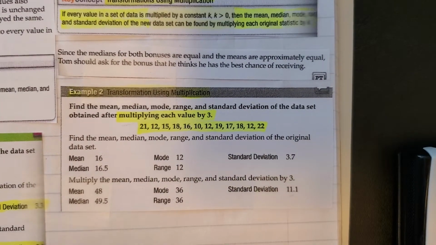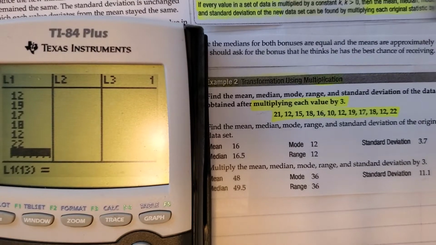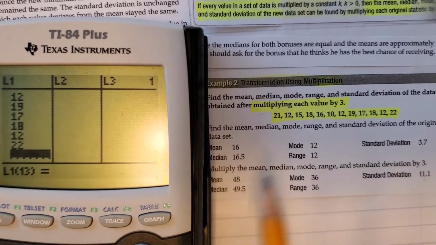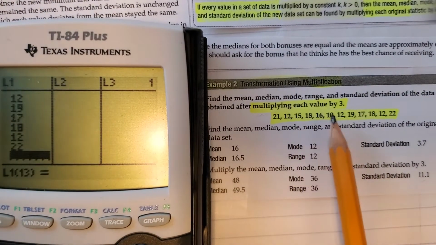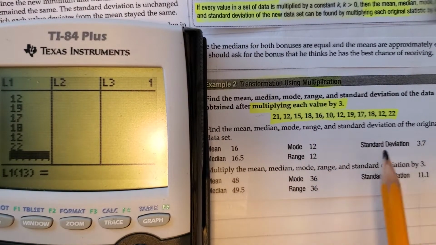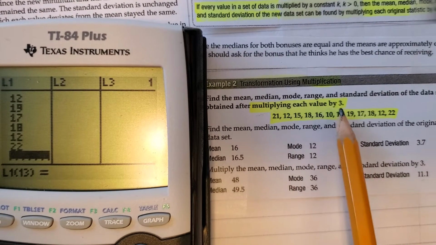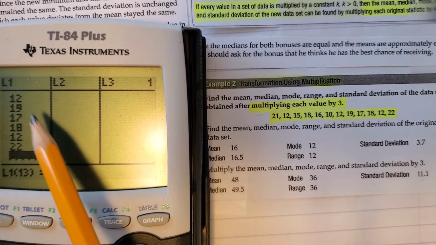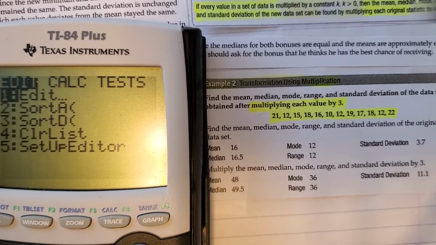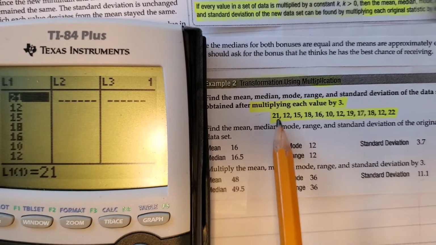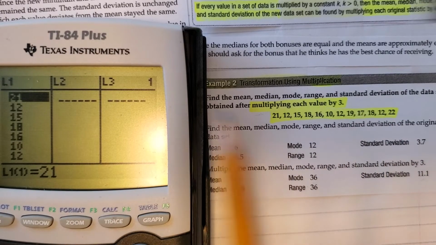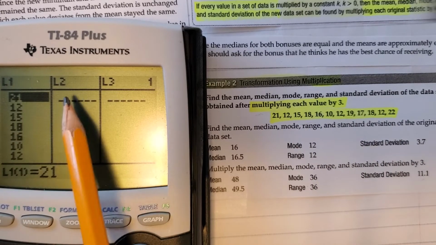Now I want to do the next example. On this example, we're comparing the mean, median, mode, range, and standard deviation if we multiply a set by 3. The way you do that is in stat, enter, put in list 1 all of these numbers. That's list 1. Now list 2 is going to be list 1 times 3.